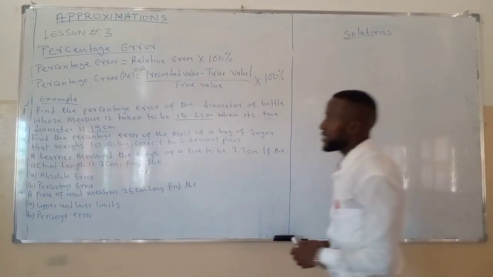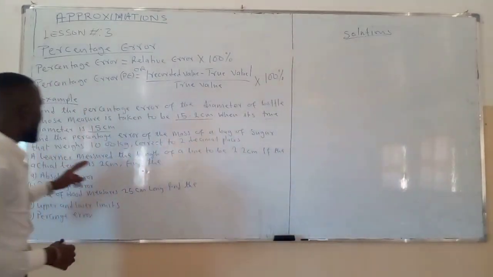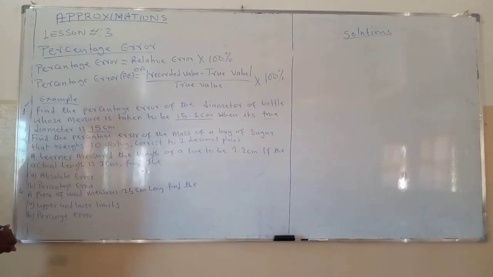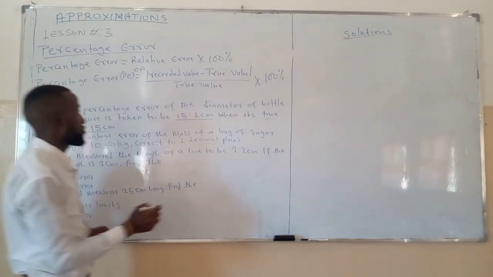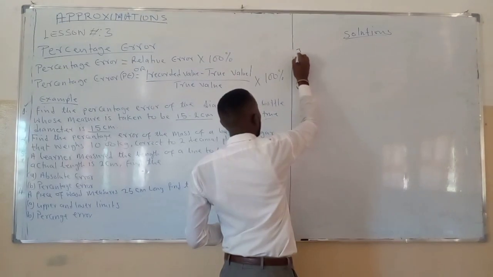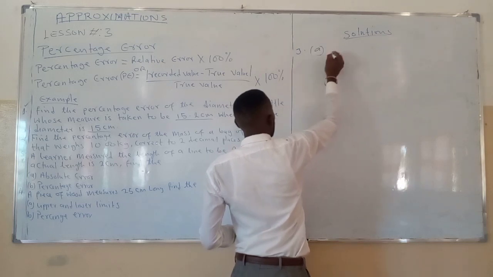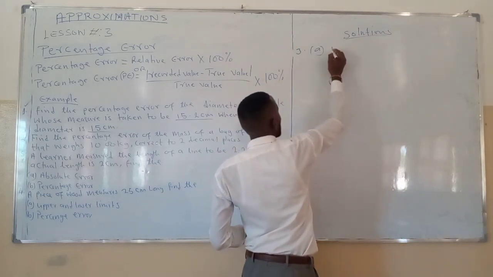Okay, let's see now. How can we answer this question? Elena measured the length of a line to be 2.2 centimeters. If the actual length is 2 centimeters, find the, so question number 3A.